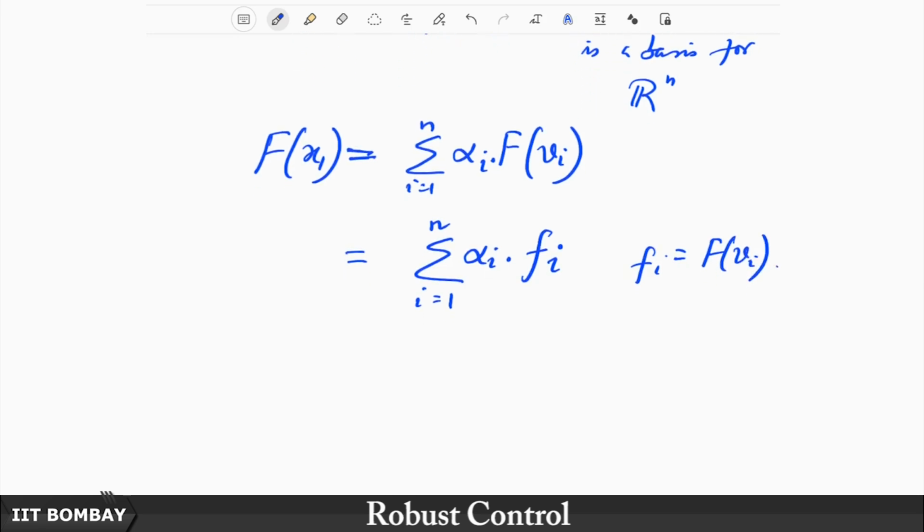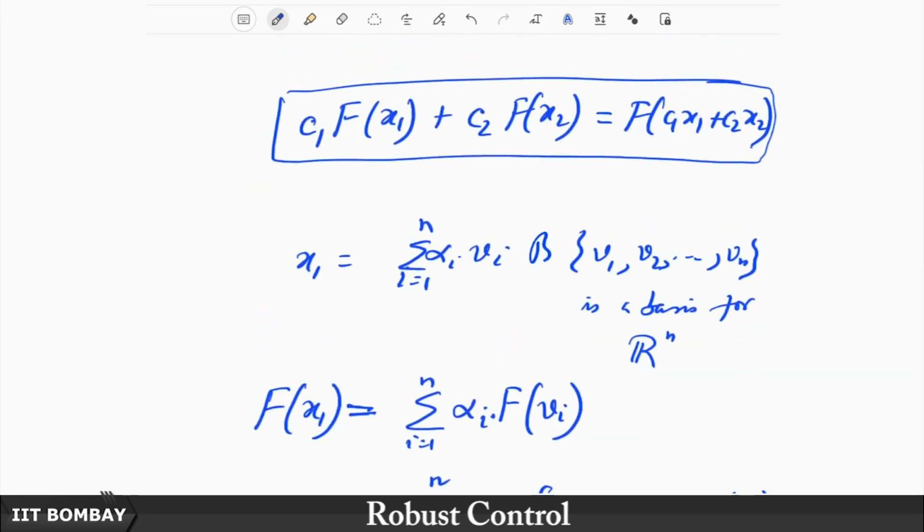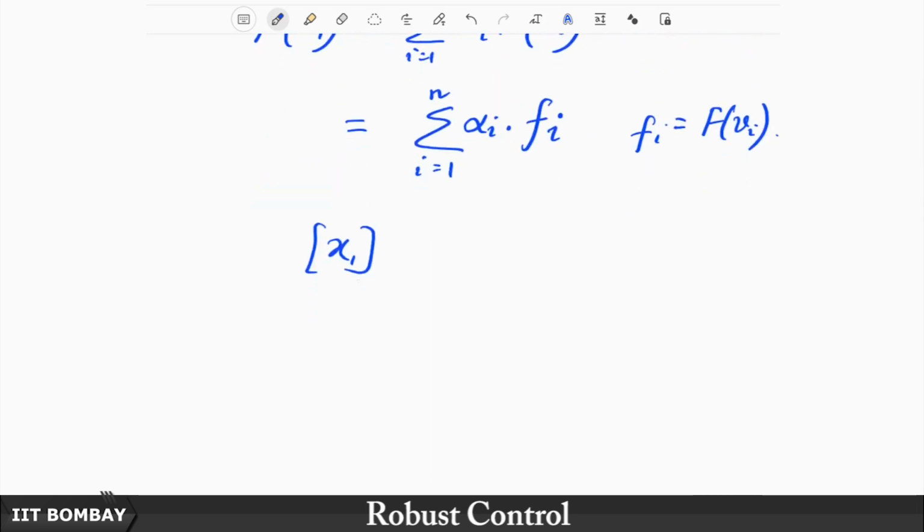But what is this alpha i? You see, when I take x1 subject to the basis, let us give this basis a name, basis b, in terms of the coordinate system b, that is, then this is nothing but alpha 1, alpha 2, dot dot dot till alpha n.